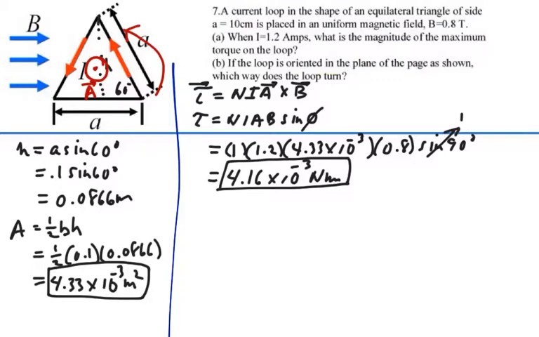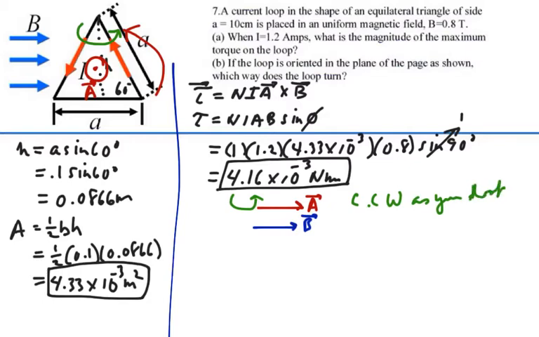Question is, which way is it going to turn? Well, the magnetic moment, which is in the same direction as the area vector, is going to want to align itself with the field. So with the moment sticking out of the page, this thing is going to turn, at least as you're looking at it from the top, like this, so that the magnetic moment can align itself with the magnetic field. So our turn is going to be counterclockwise as you look at it from the top. So that's our answer. Counterclockwise as you look at it from the top view.